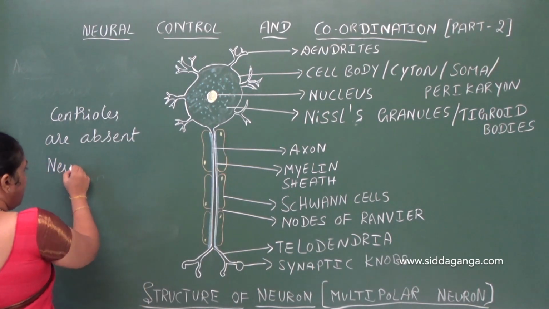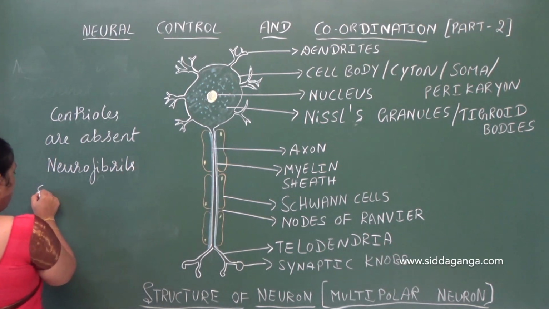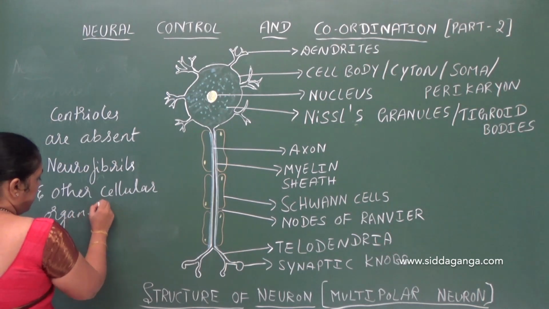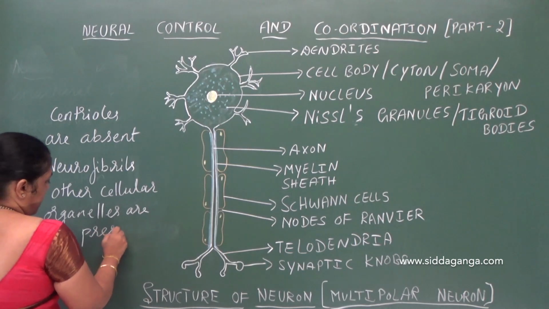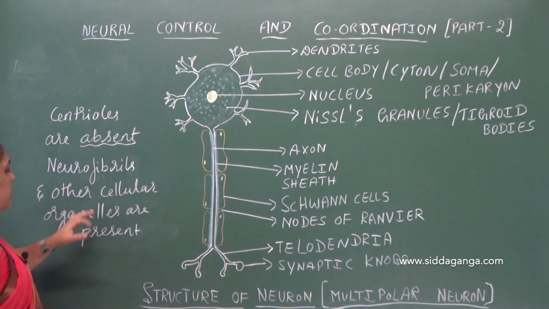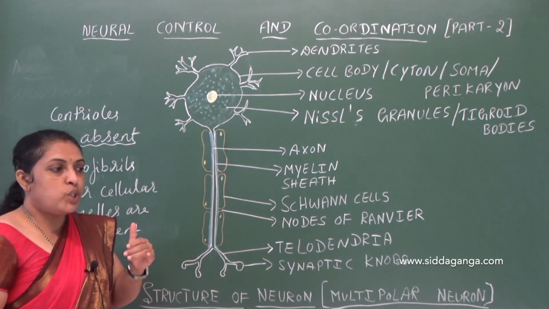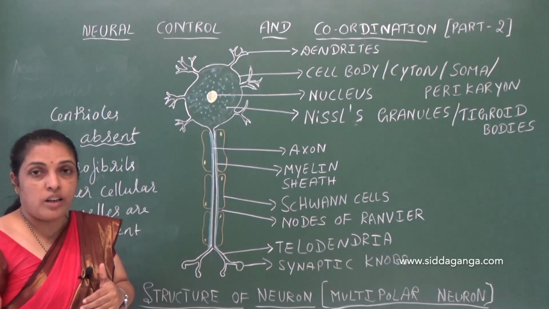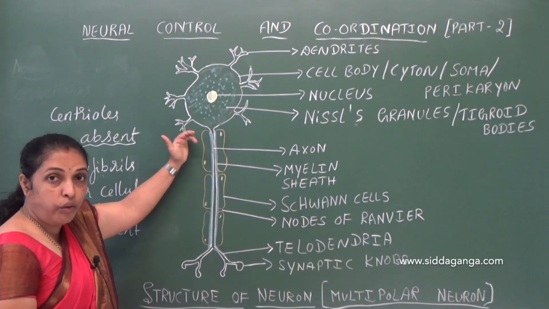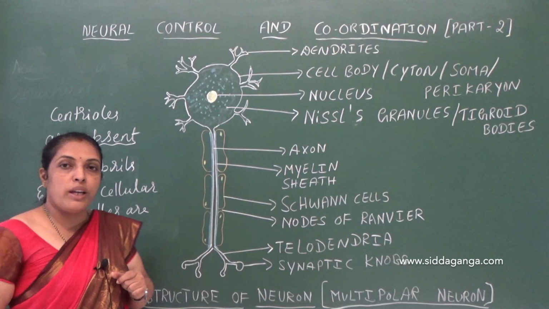Neurofibrils and other cellular organelles are present. These neurofibrils mainly help in conduction of impulse, that means carrying impulse from one region to another. An impulse is nothing but information. So these neurofibrils help to carry information in the form of nerve impulse from one region to another. In the cell body, centrioles are absent, and neurofibrils and other cellular organelles are present.